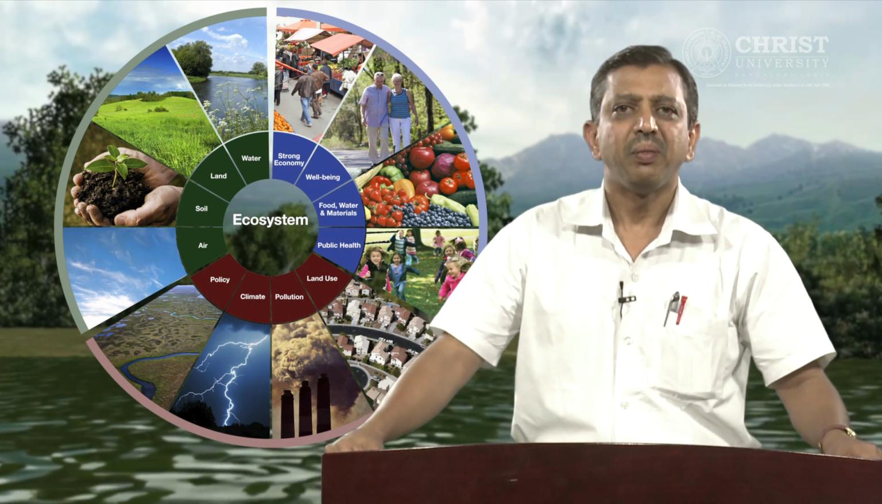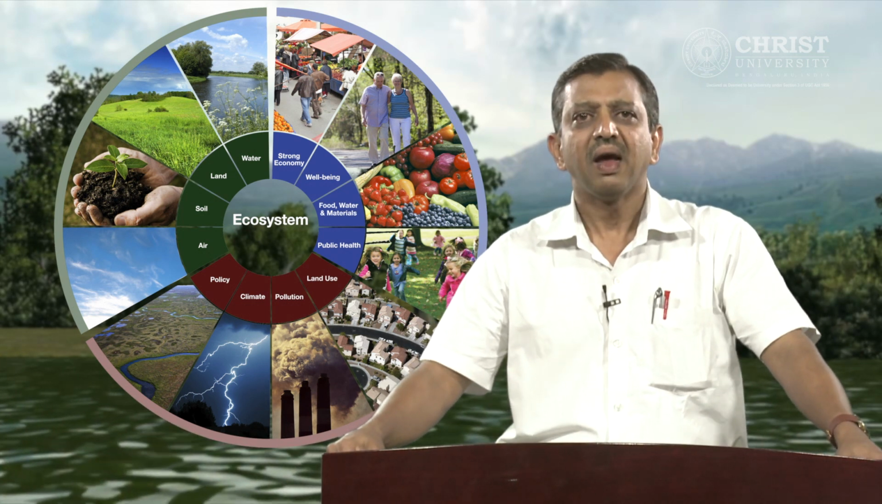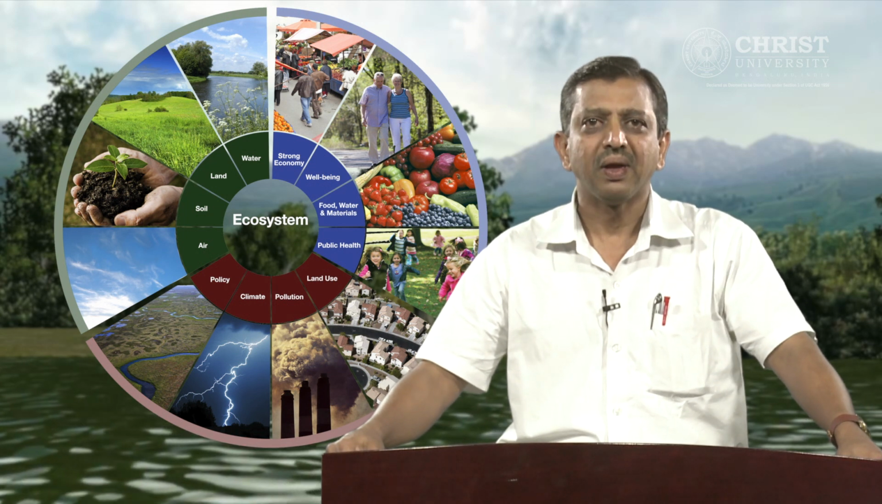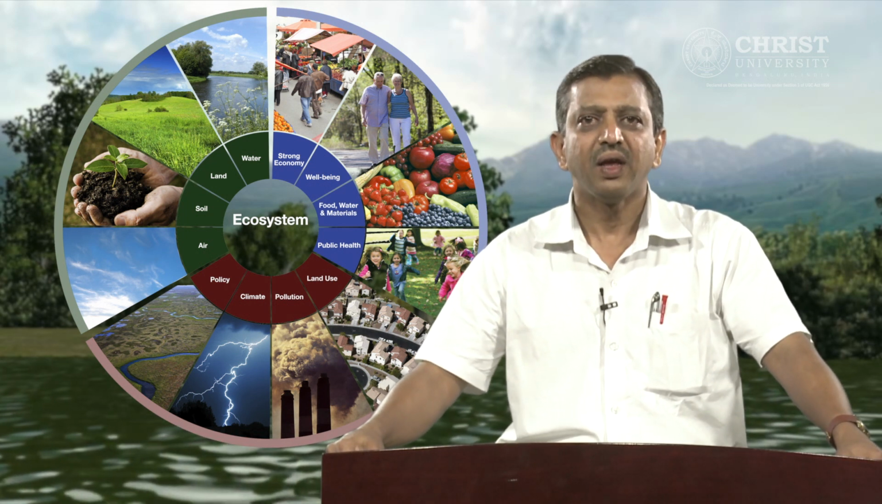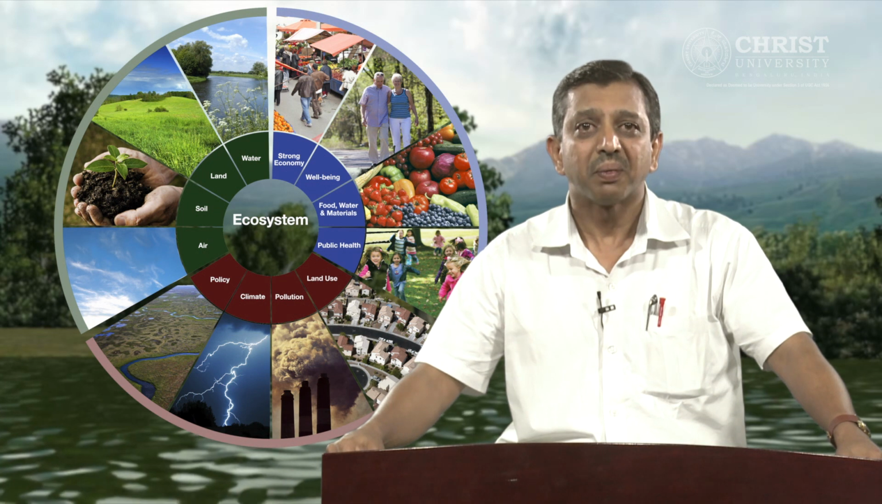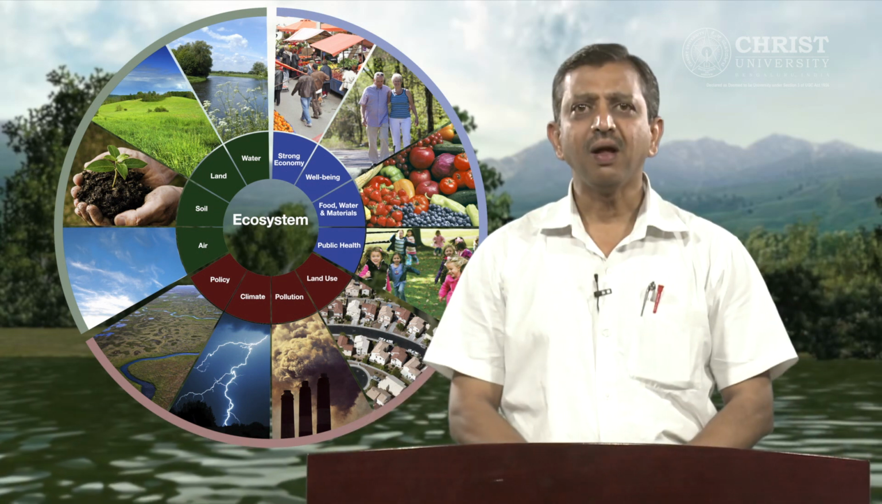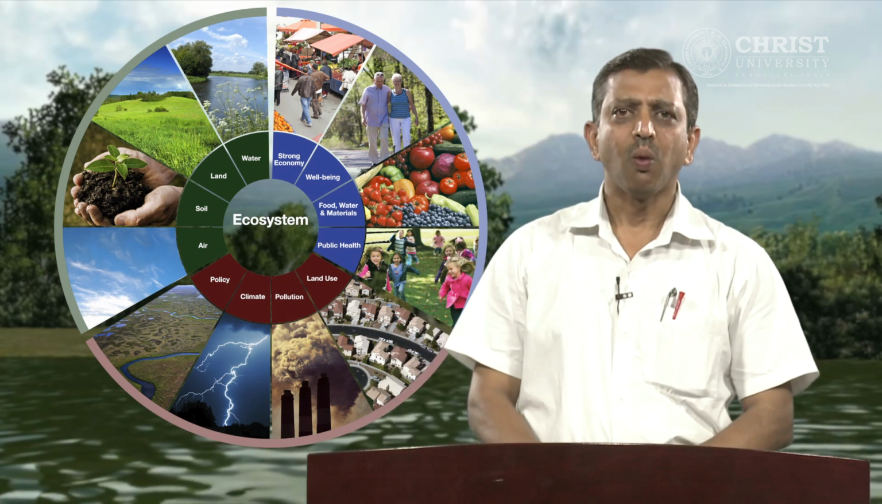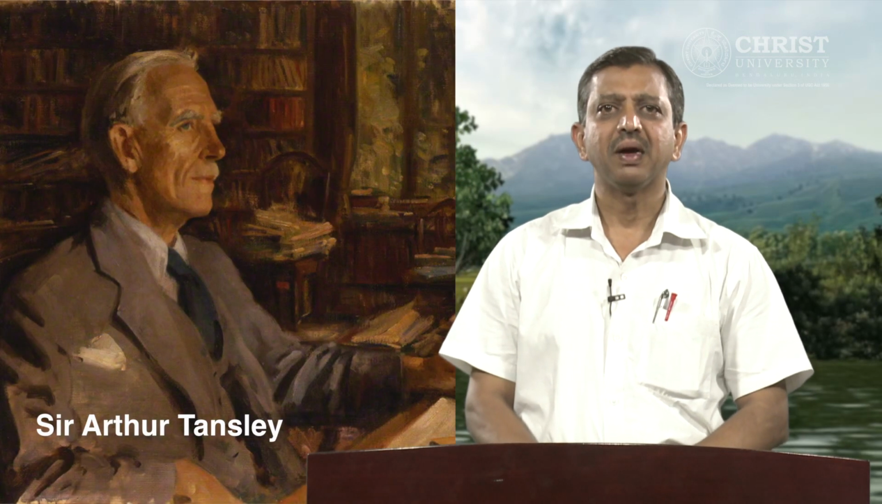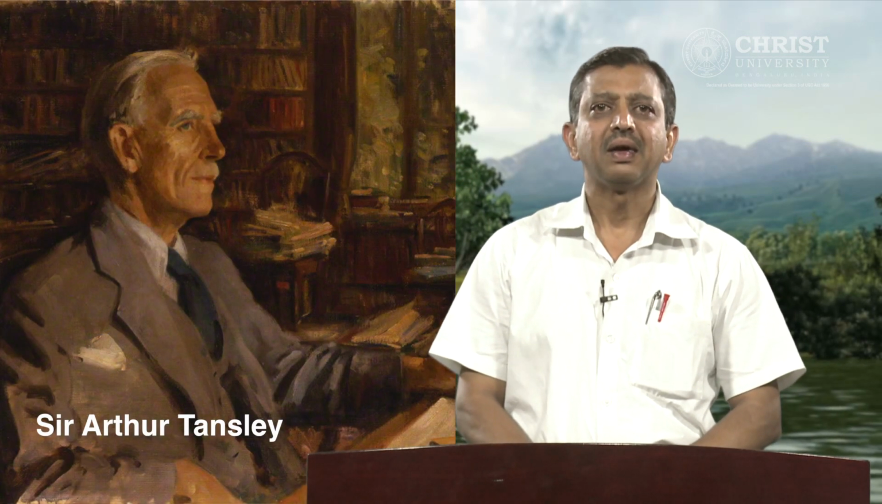Ecosystems can be recognized as self-regulatory and self-sustaining units of landscape. The concept of ecosystem was first put forth by Sir Arthur Tansley in 1935.